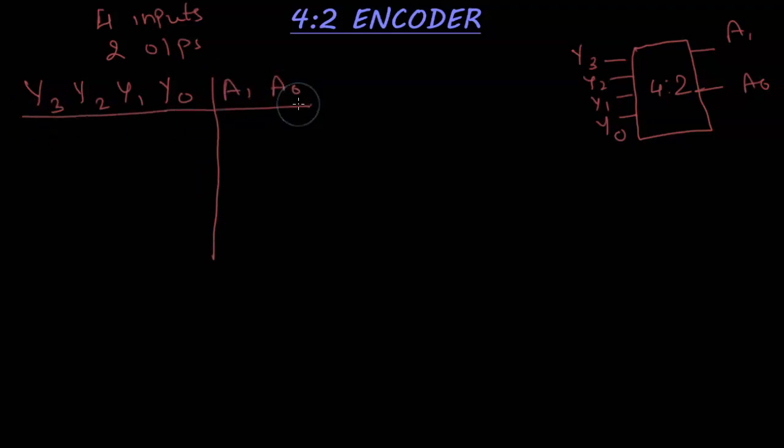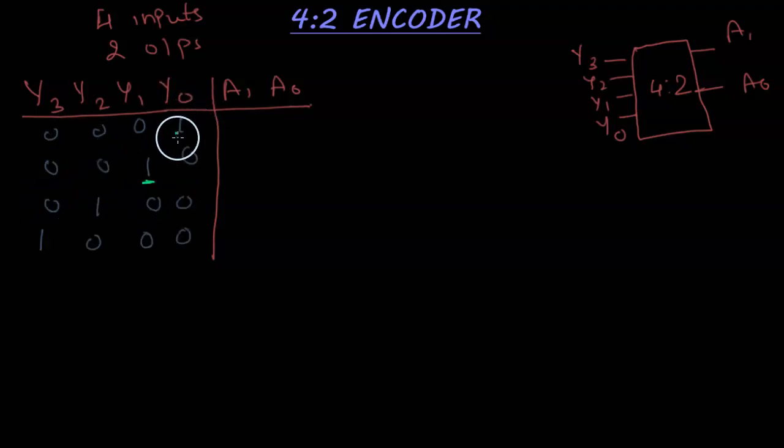The truth table of an encoder is going to be the exact opposite of what we studied as a truth table of a decoder. So the output looks like an input. So we have 1, 1, 1 and 1. Everything else is 0, 0, 0.